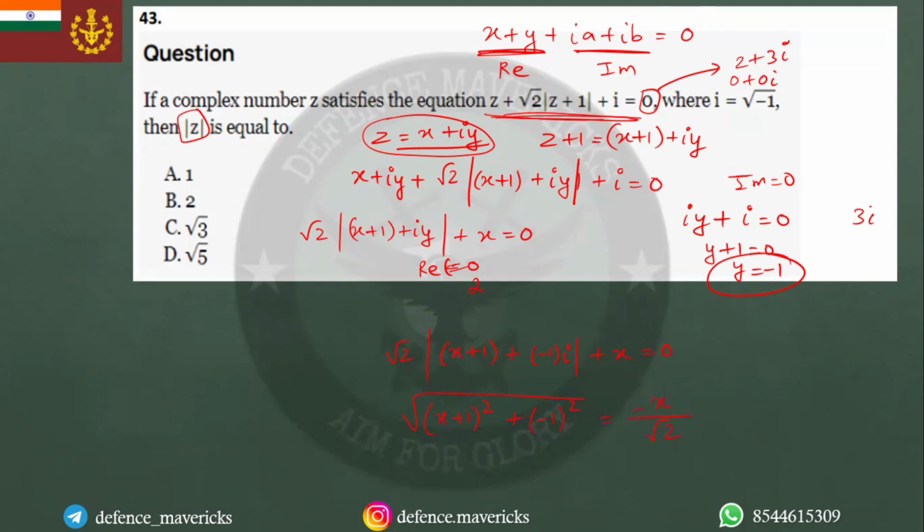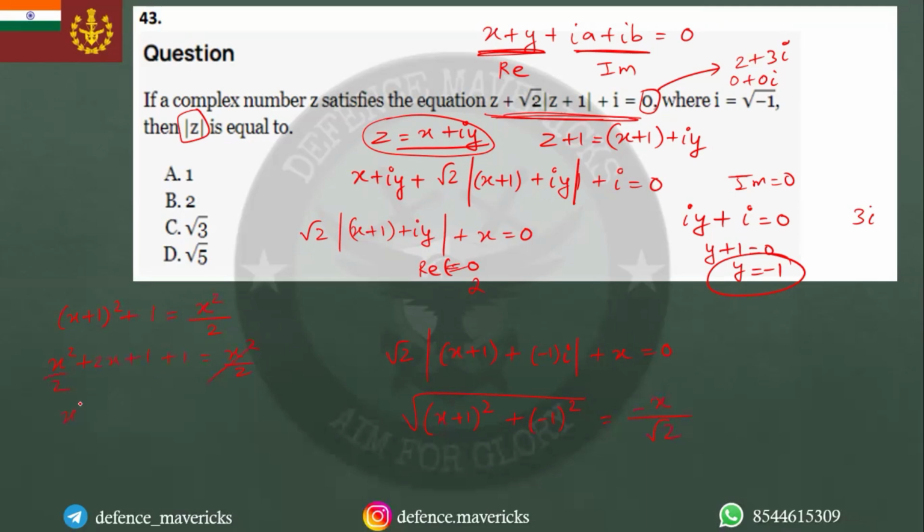So you will have to take the square on both sides. If you just take the square on both sides, you will get (x plus 1) whole square plus (minus 1) whole square, which is just 1, equal to x square by 2. Okay, now if you just simplify this, this will have x square plus 2x plus 1 plus 1 equals x square by 2. So this x square will be cancelled from here, and what remains is x square by 2.